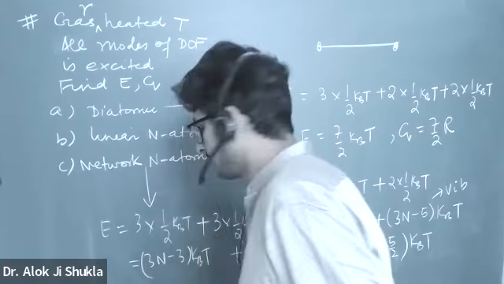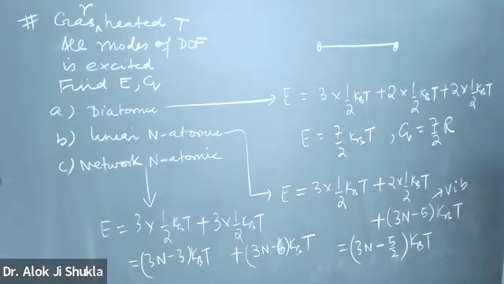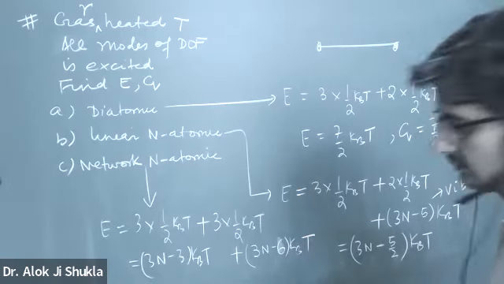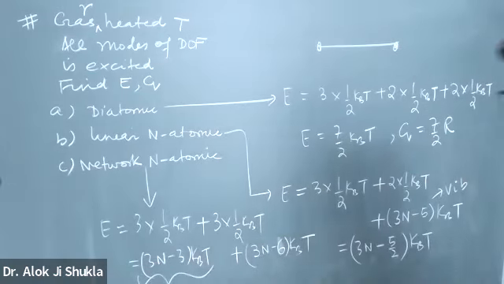Add all of them. This will come to 3n minus 3 whole bracket kBT. So same? Yes, sir, I have written the same.